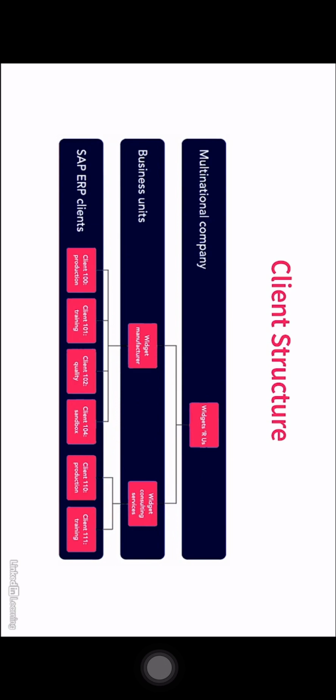On the widget manufacturing side, we have Client 100, which is production, Client 101 for training, Client 102 for quality, and Client 104 as a sandbox. The consulting services side has a different production client. It's Client 110 in this case, and a different training client, number 111. This is a simple example, but the larger the organization, the more complex the client structure will be.